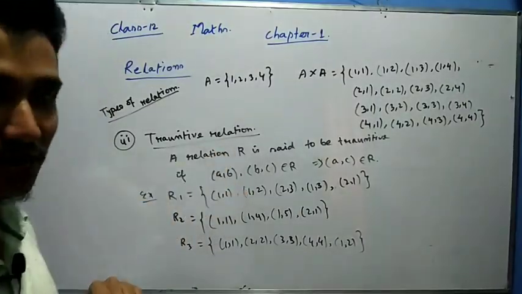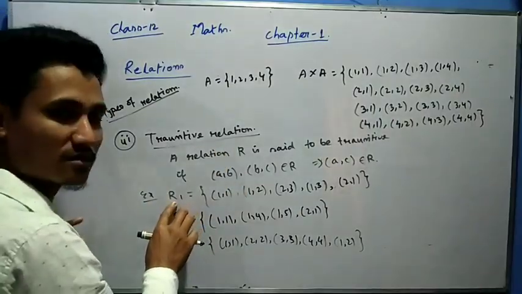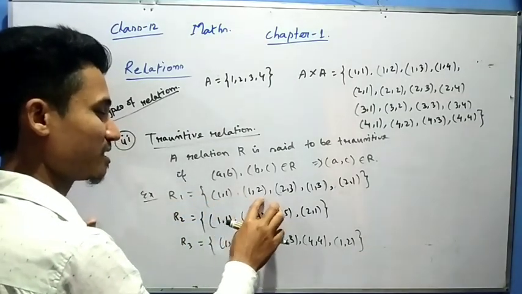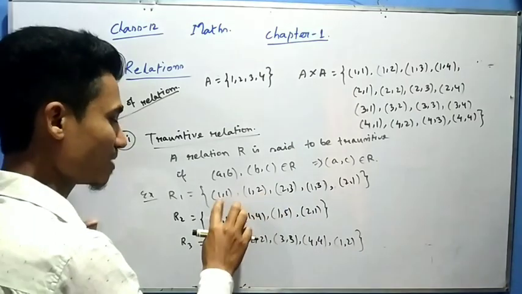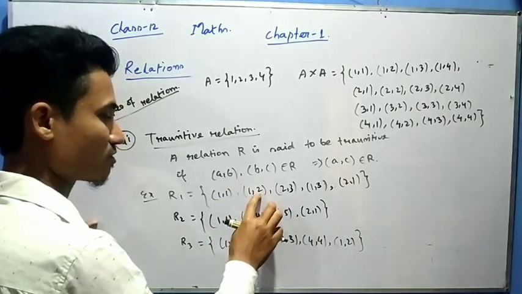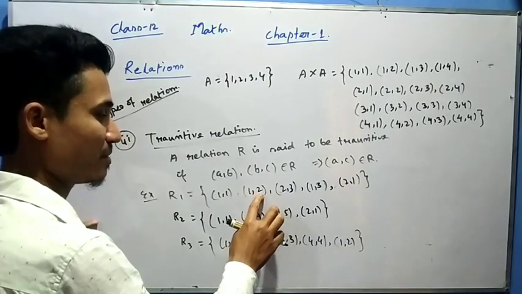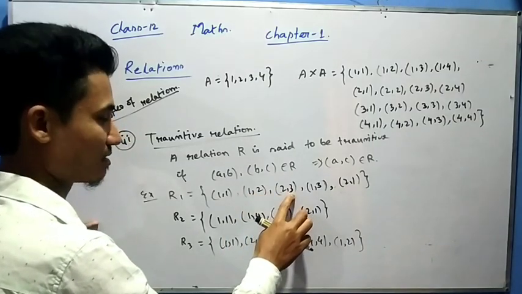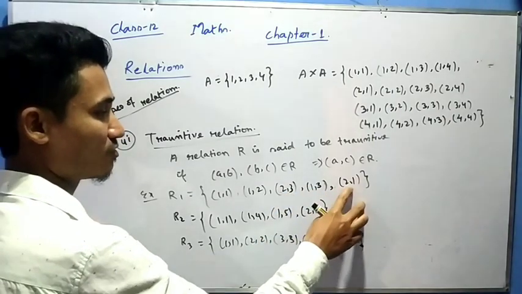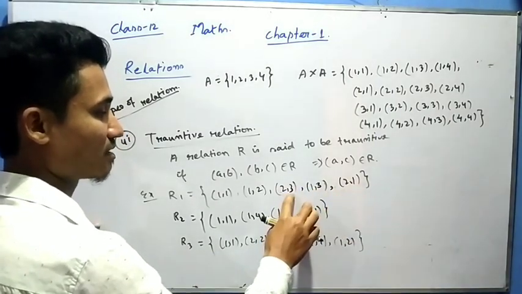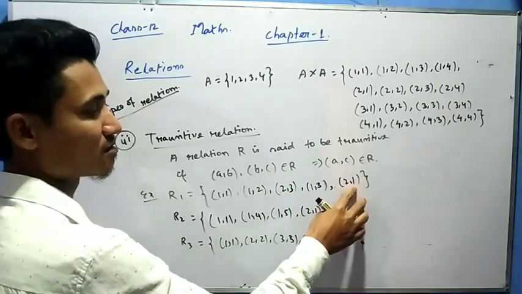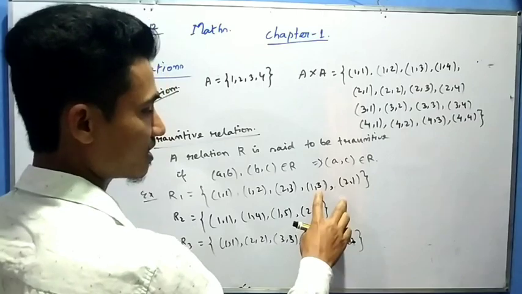So the first example is R1. Okay, let us check. (1, 1) is there, then this is our (A, B) and (B, C) is (1, 2). So (A, C) is (1, 2). Yes, (1, 2) is there. Then (A, B), then this is our (B, C), then (1, 3), yes, it is there. Then (A, B) (2, 3)... then (2, 1), then (A, C) is (2, 1). Okay, and next (1, 3), this is our (A, B).